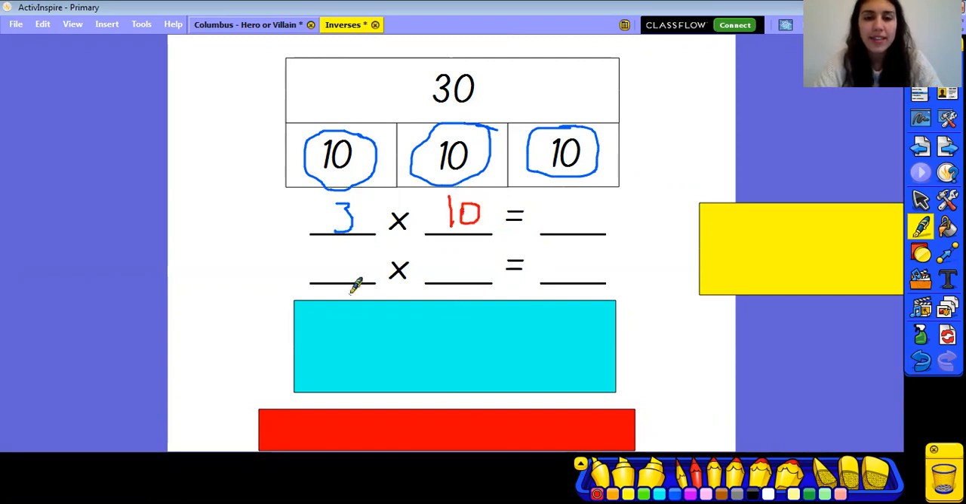Or you could say that I've got 10 3 times. And my whole, I don't even need to calculate it because it's already on my bar model for me, is 30. But just to double check that, I could either count in my 3s 10 times, but I'm much better at counting in my 10s. So I'm going to count in my 10s 3 times, 10, 20, 30.